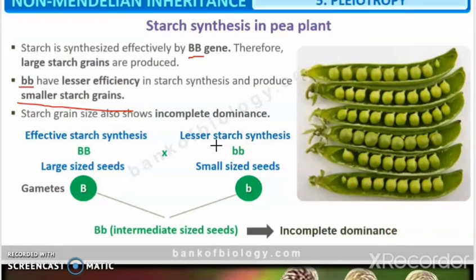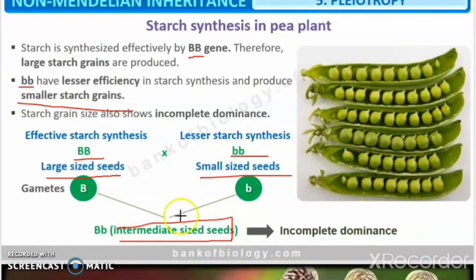But the starch grains produced are intermediate size in the capital B, small b. Right? So their seed will be round, but their size is intermediate. It is not like the starch which is produced by capital B, capital B. So you can see here effective starch synthesis is by capital B, capital B. It produced large sized seeds, and lesser starch synthesis is seen in small b, and small sized seeds are produced.